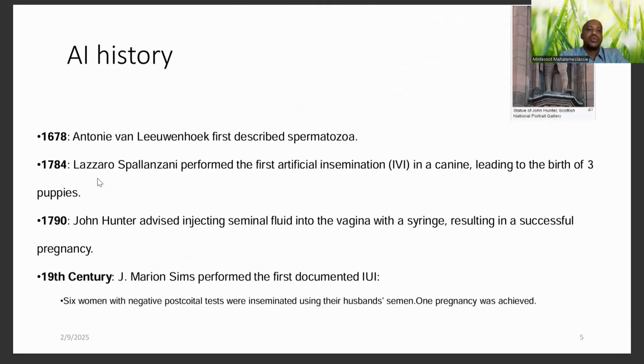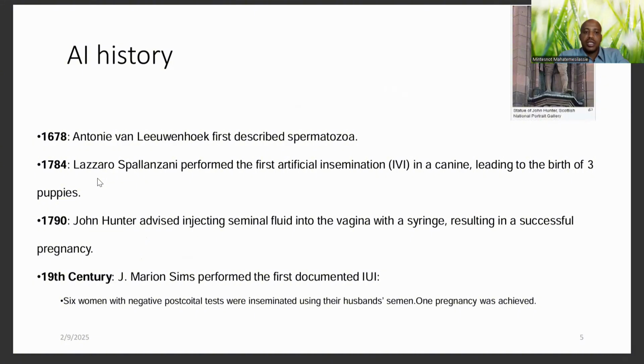When you see the history of artificial insemination, it starts with the discovery of spermatozoa by Antonio van Leeuwenhoek in 1678, and the first artificial insemination was done on animals by Lazzaro Spallanzani in 1784, resulting in the birth of three puppies. The first human artificial insemination was advised by John Hunter. He advised a woman whose partner had hypospadias to collect his sperm in a syringe and to infuse the sperm inside her vagina by herself.